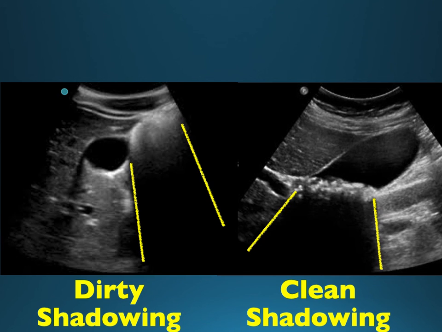Emphysematous cholecystitis is an infrequent but insidious and rapidly progressive form of acute cholecystitis. It also is associated with a very high mortality in the range of 15 to 25%.